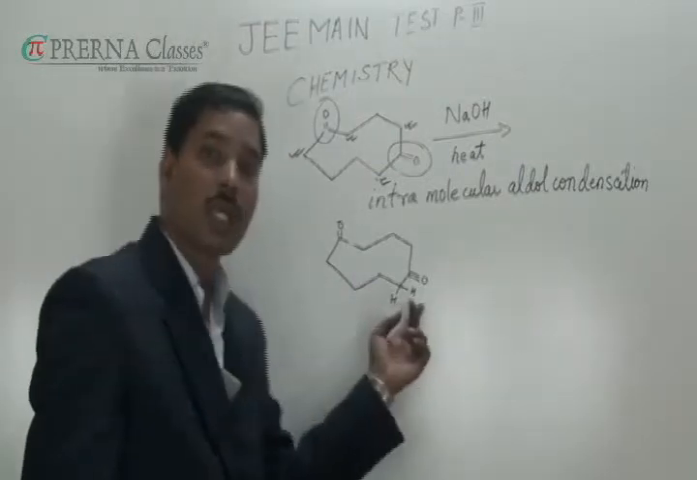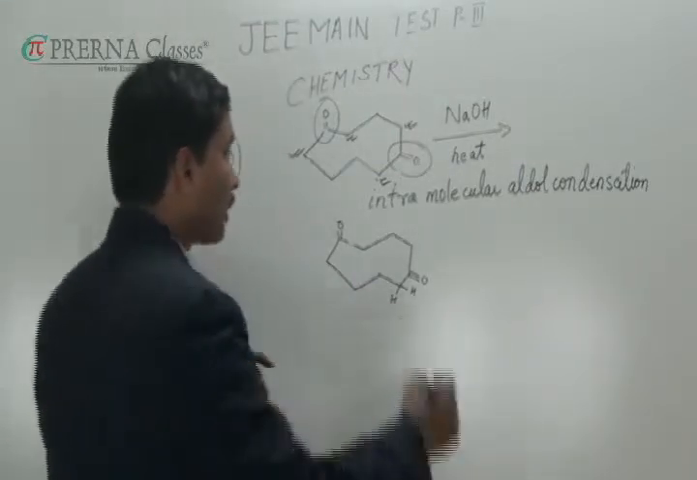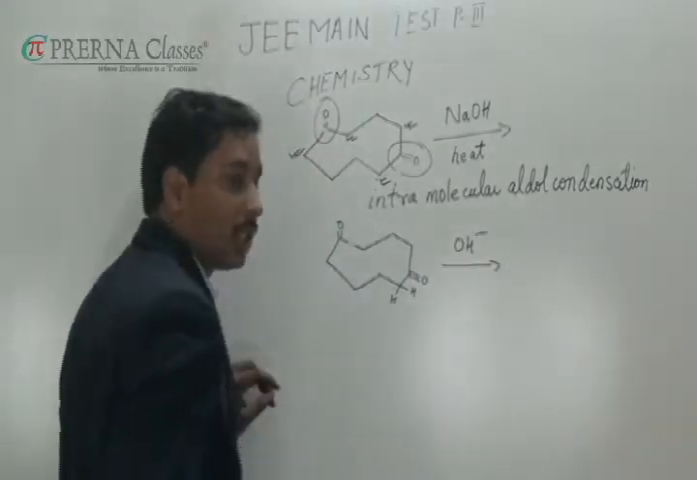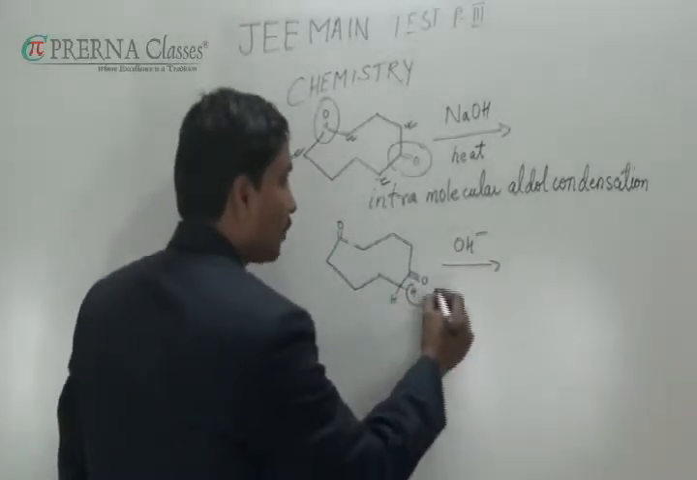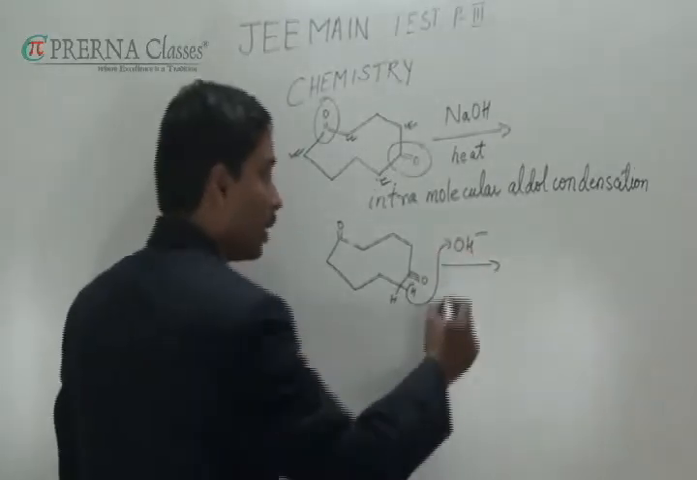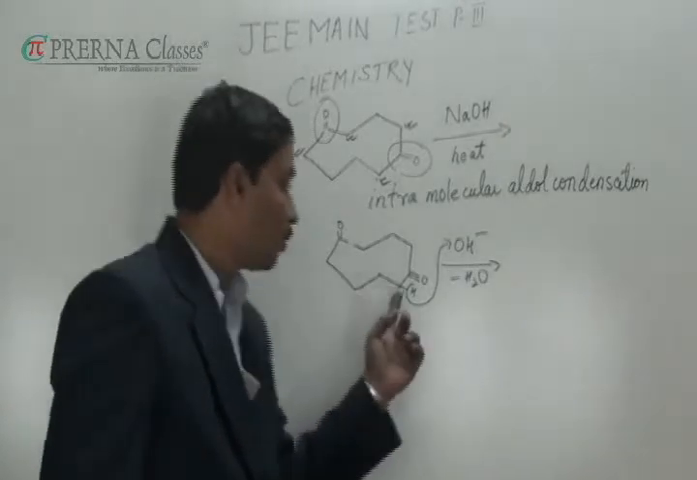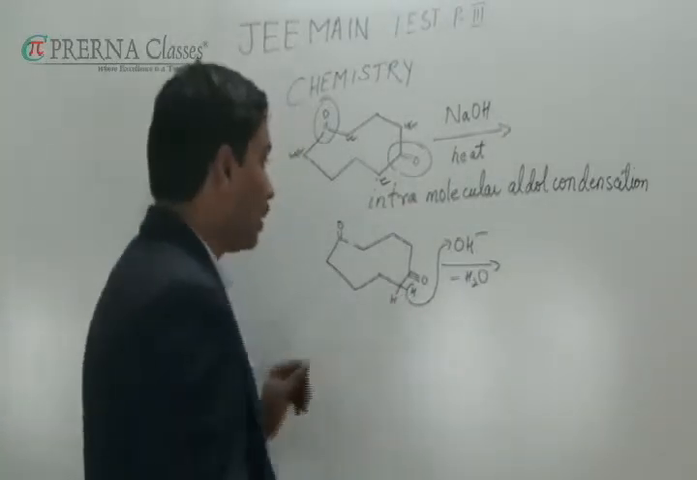These two hydrogens are active hydrogens in presence of NaOH. That means we can write OH minus. It will remove one of the H plus ions so that it is converted into H2O. So it changes into a carbanion. So we can write this.